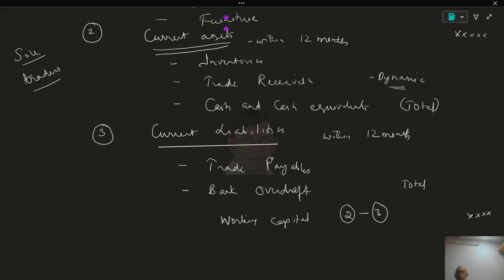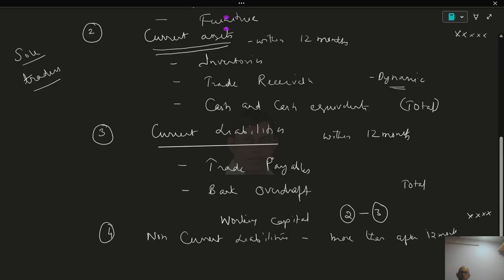Then fourth one. So non-current liabilities. So what are non-current liabilities? Liabilities that are payable after a period of 12 months from the date of balance sheet. Okay. So more than or after 12 months from the date of balance sheet.